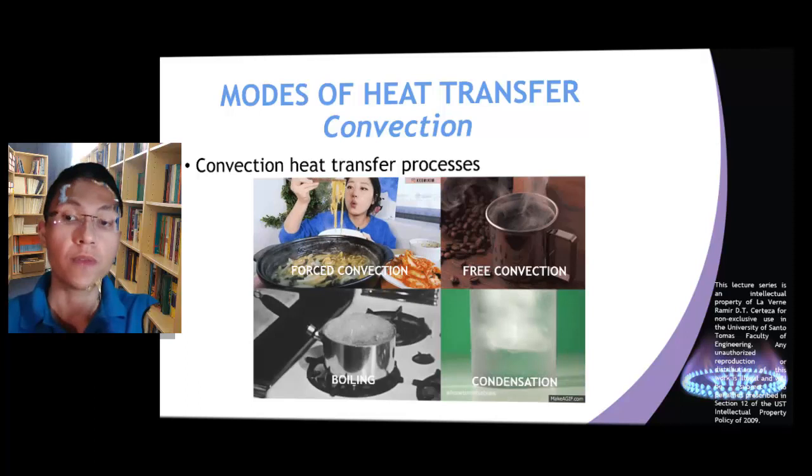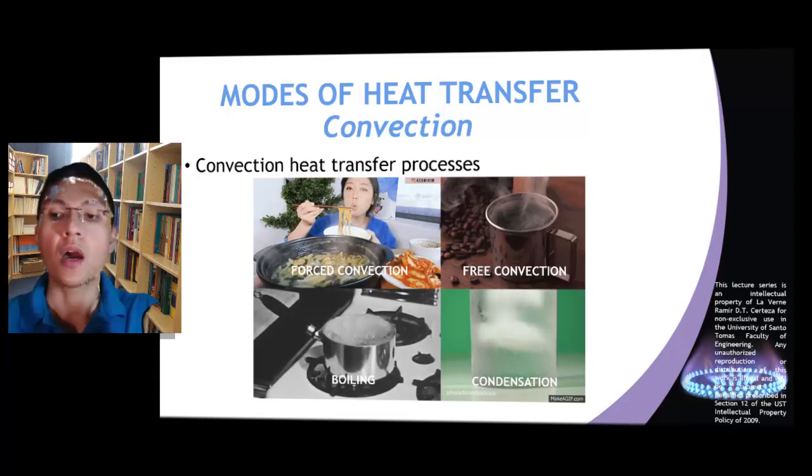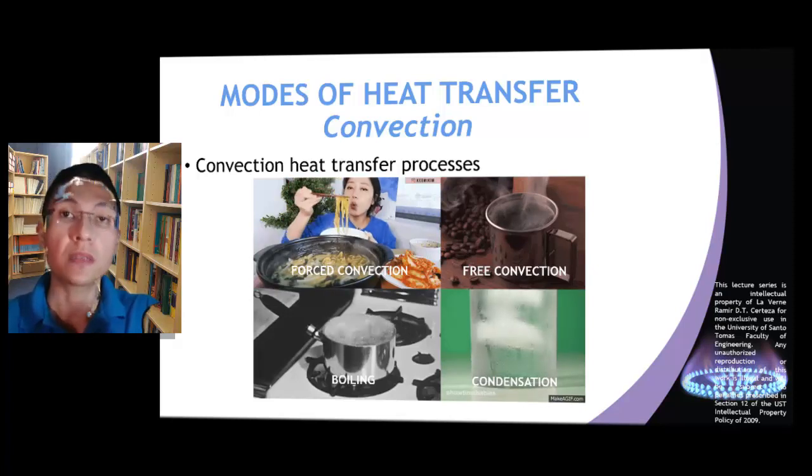The last two convection heat transfer processes are also very common: boiling and condensation. We will be discussing the mechanisms behind each of these processes in future lectures.